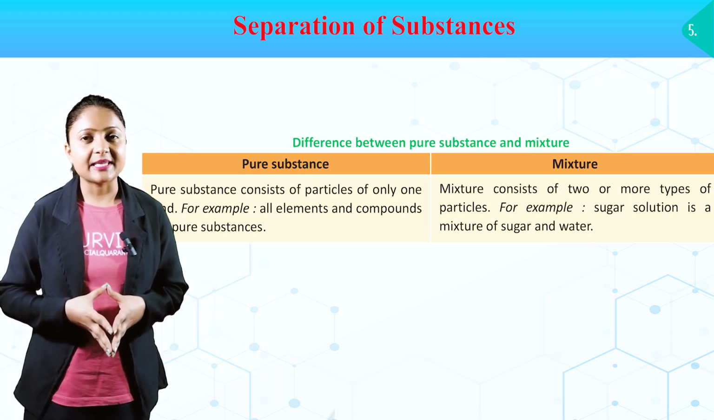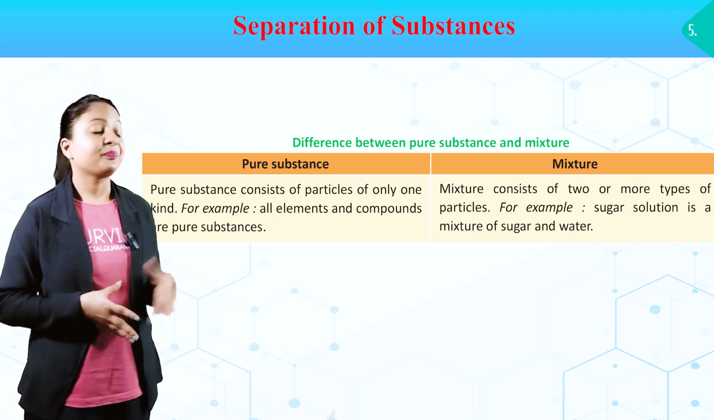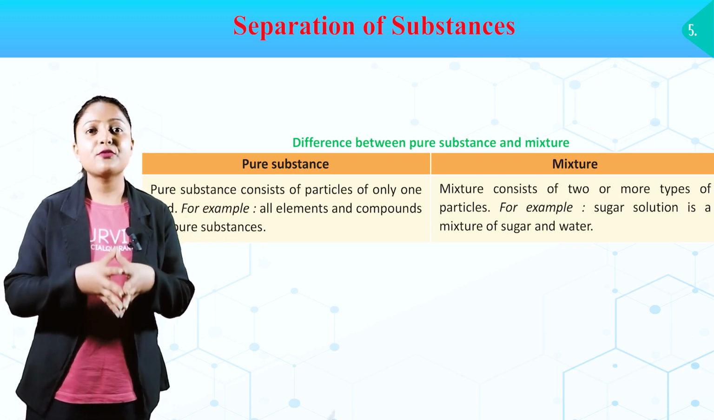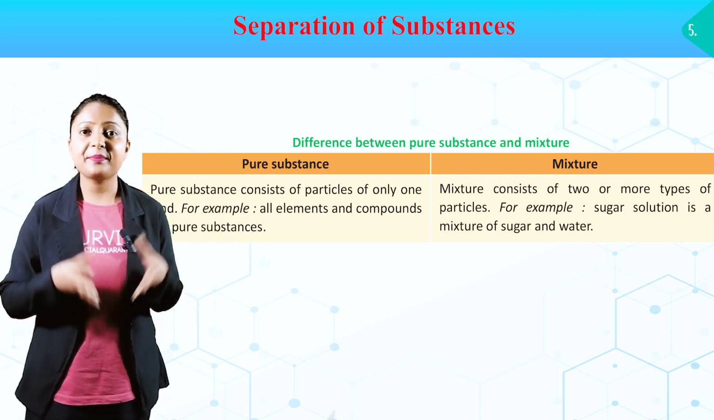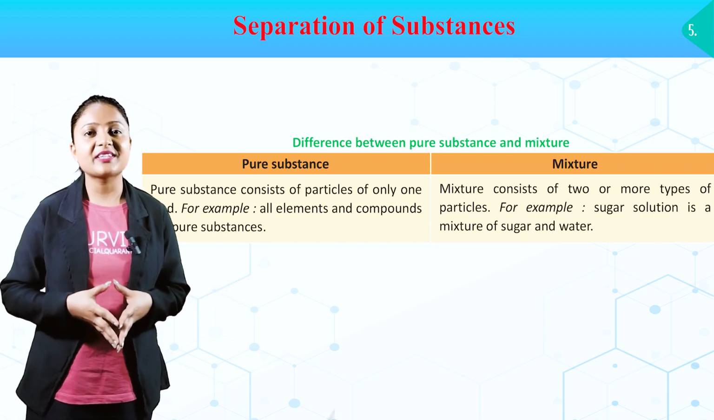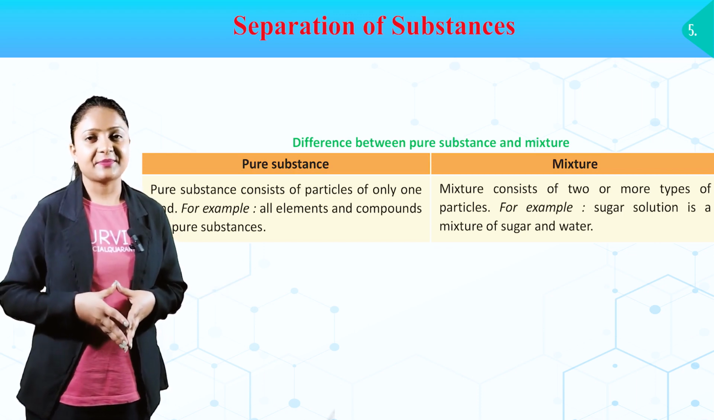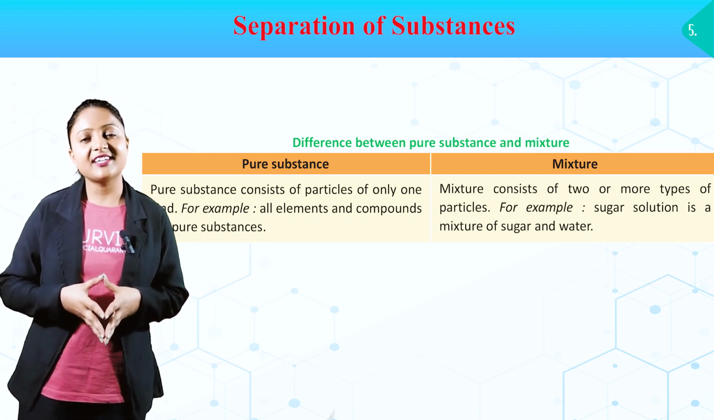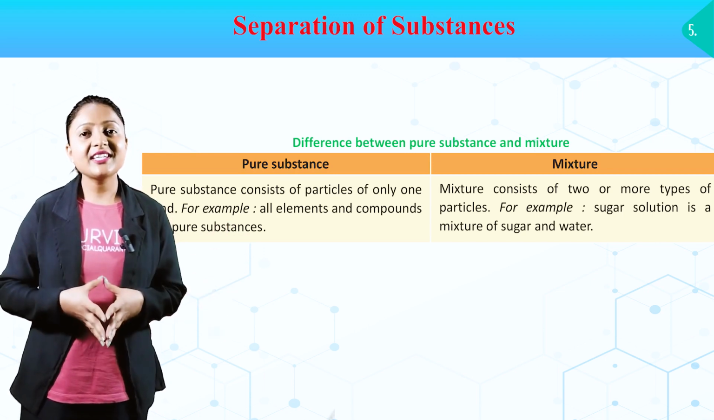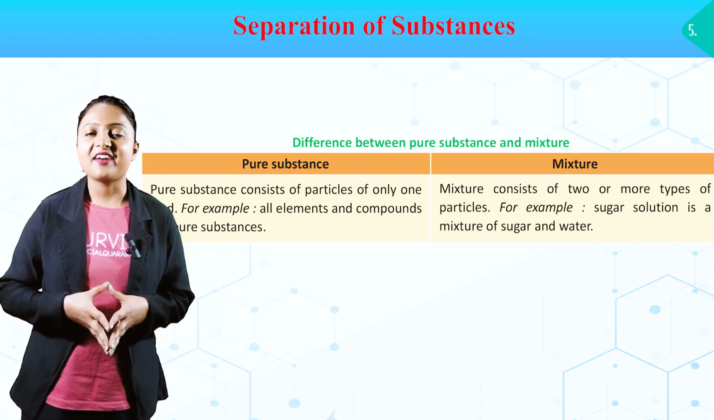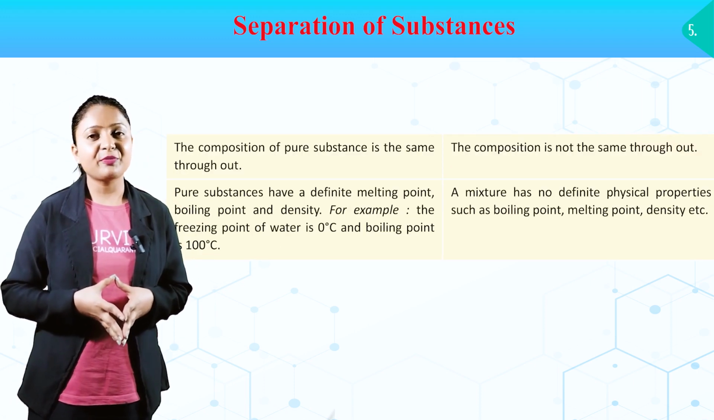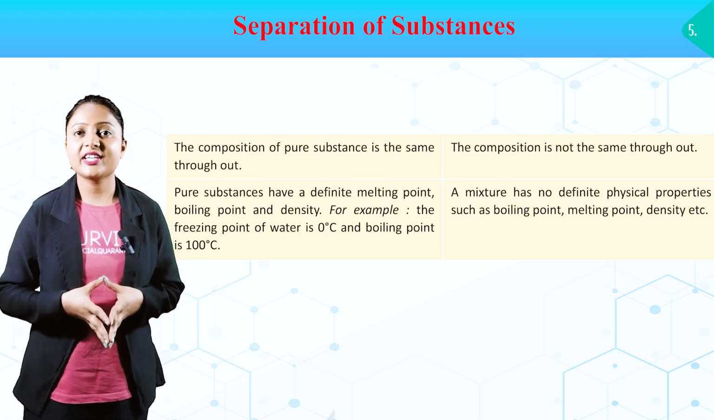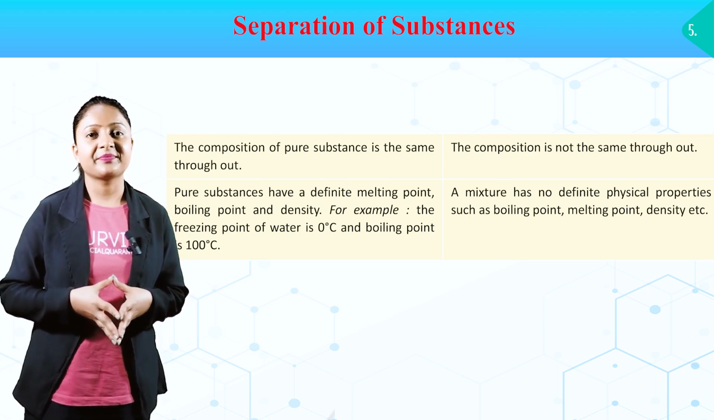Difference between pure substance and mixture. Pure substance consists of particles of only one kind. For example, all elements and compounds are pure substances. Mixture consists of two or more types of particles. For example, sugar solution is a mixture of sugar and water. The composition of pure substance is the same throughout. The composition of a mixture is not the same throughout.